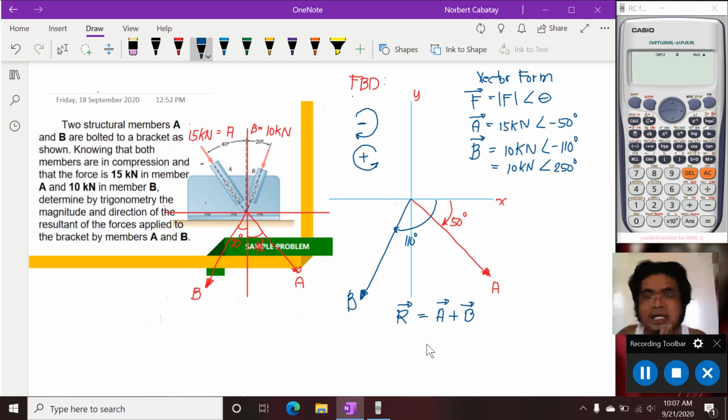You cannot just say 10 plus 15 and the resultant is 25. No, you have to consider the direction factor. So you are going to add: R is equal to A, which is 15 kilonewtons bar angle negative 50 degrees, plus 10 kilonewtons bar angle negative 110 degrees.